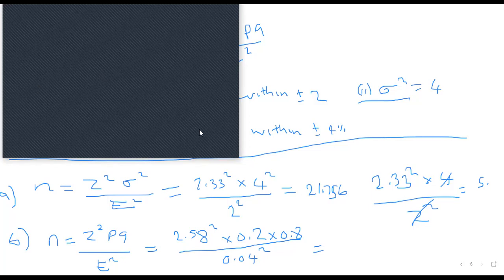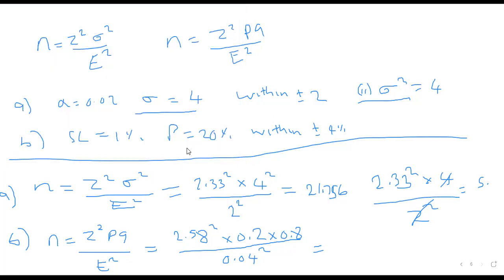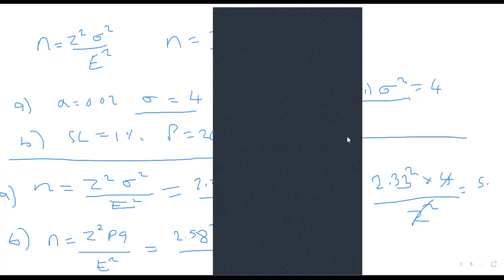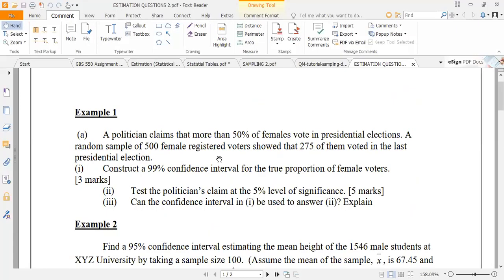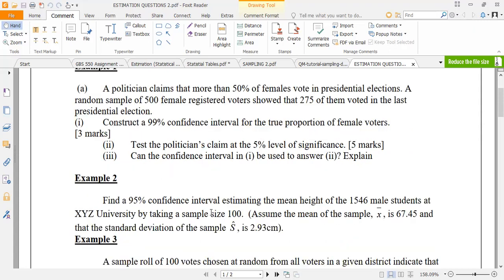Now, here is how the questions come. I've sent you work in the group. I want you to help me identify what is being asked for. We have a question here. A politician claims that more than 50% of the females vote in a presidential election. A sample of 500 registered voters showed that 275 of them voted in the last presidential election. Construct a 95% confidence interval for the true proportion of female voters, 3 marks. Test the claim at 5%, and can the confidence interval be used to answer part 1? Explain.